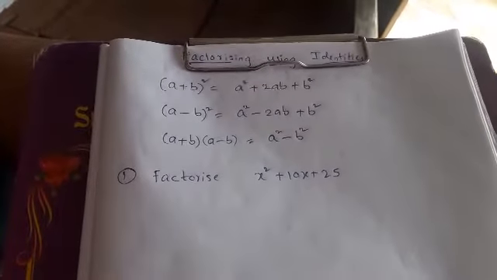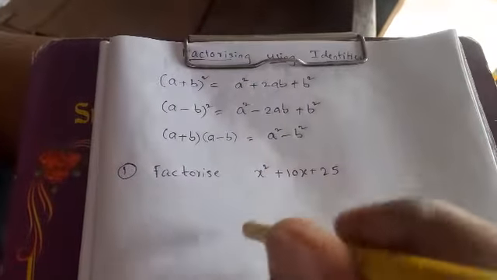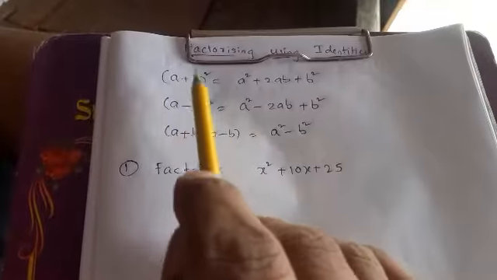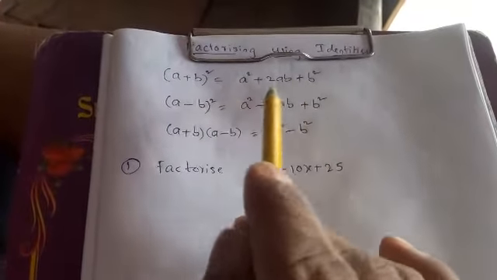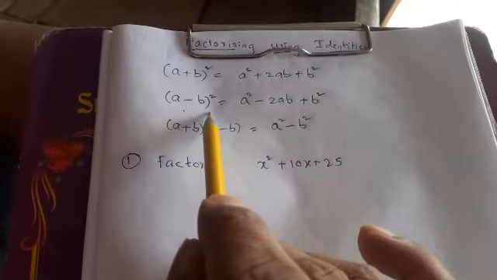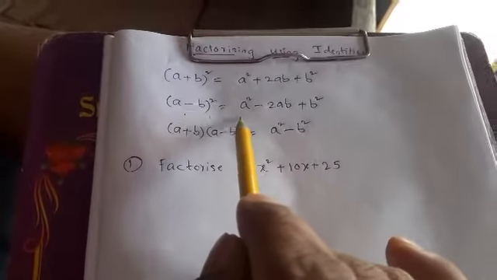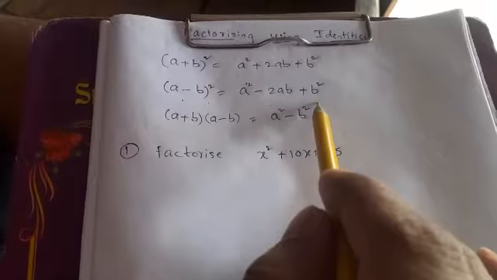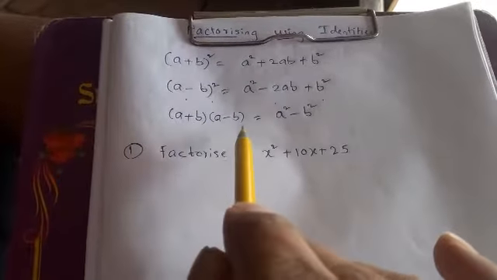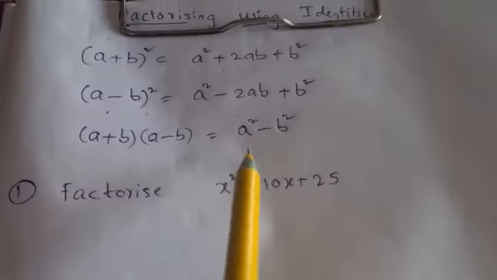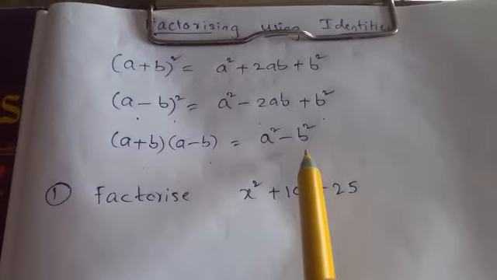(a + b) whole square is one identity. (a + b) whole square is equal to a square plus 2ab plus b square. One more identity, (a - b) whole square expansion: a square minus 2ab plus b square. And the other one, (a + b)(a - b) equals a square minus b square.